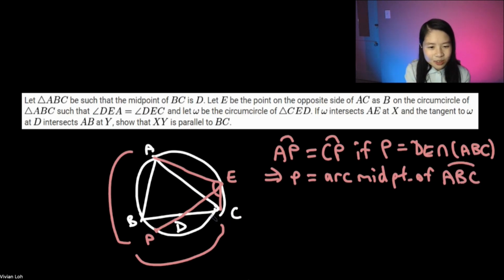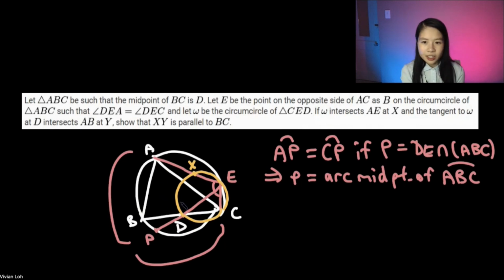Okay, so that's pretty useful. We now know where E is. Okay, let's move on to the rest of the problem. We need to draw the circumcircle of triangle CED. So that's going to look like this. And that circle will intersect AC at X. So this point is X. And the tangent to the circle at D intersects AB at Y. But let's just hold off on drawing that for now and just think about X.